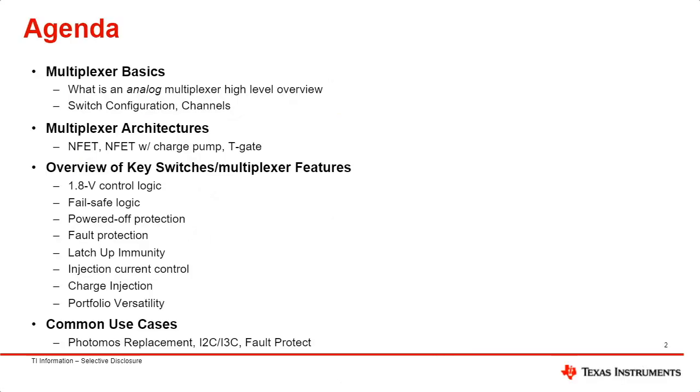So the agenda for today: we're going to start with multiplexer basics. Basically, we're going to talk about what an analog multiplexer is, its configuration, and more. Then we're going to go into multiplexer architectures, the different types of architectures and their characteristics. We'll go into an overview of switch and multiplexer features, the features we have in our multiplexers. Then we'll go into our portfolio, our three different sections, and their characteristics as well.